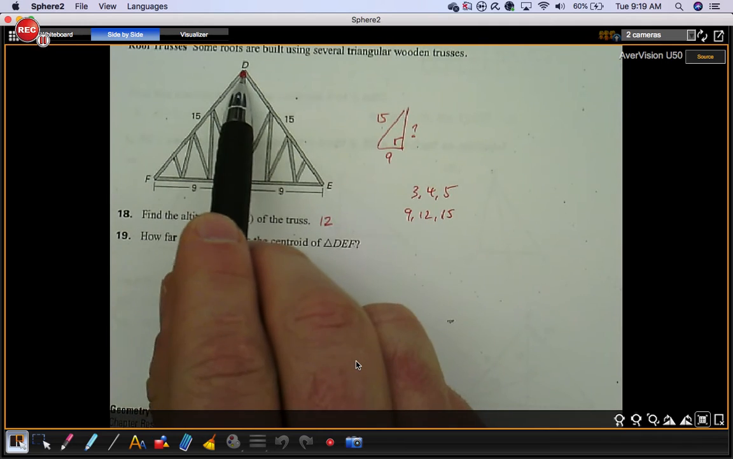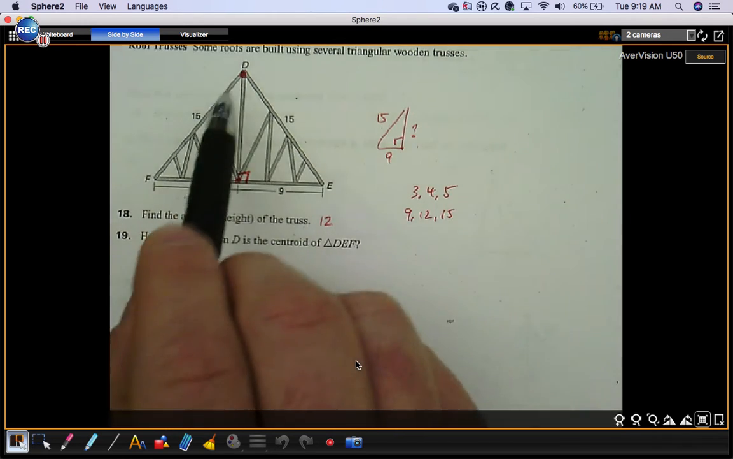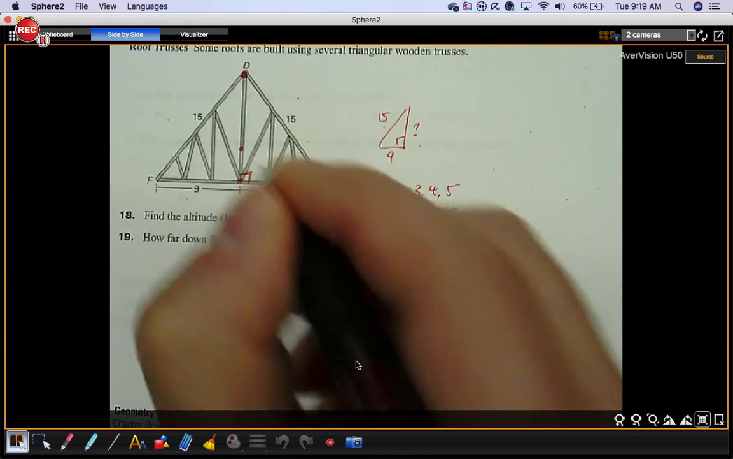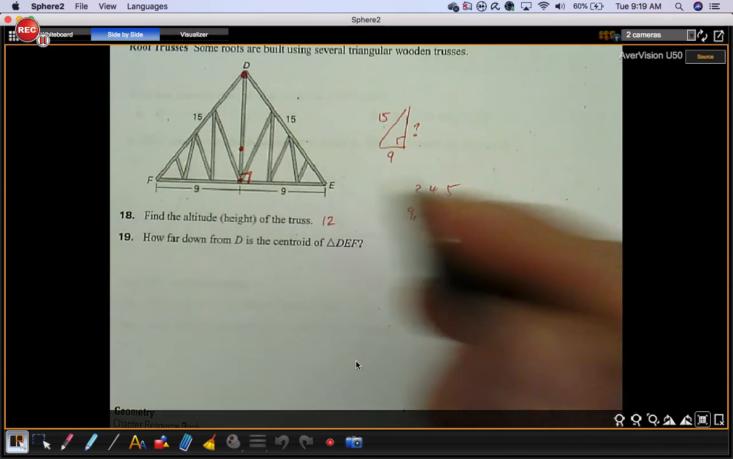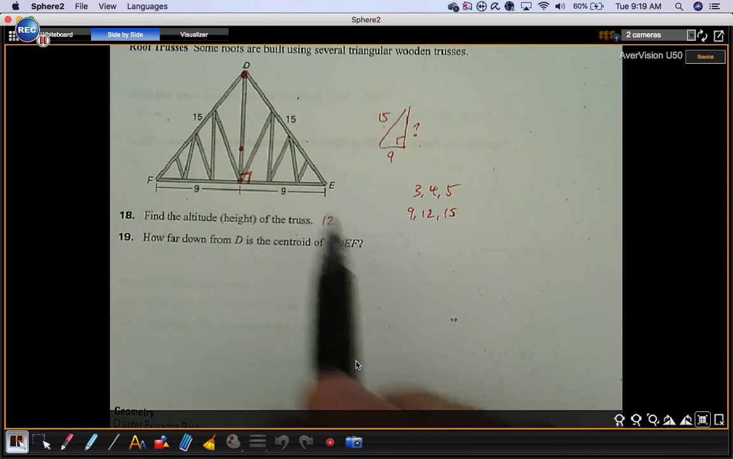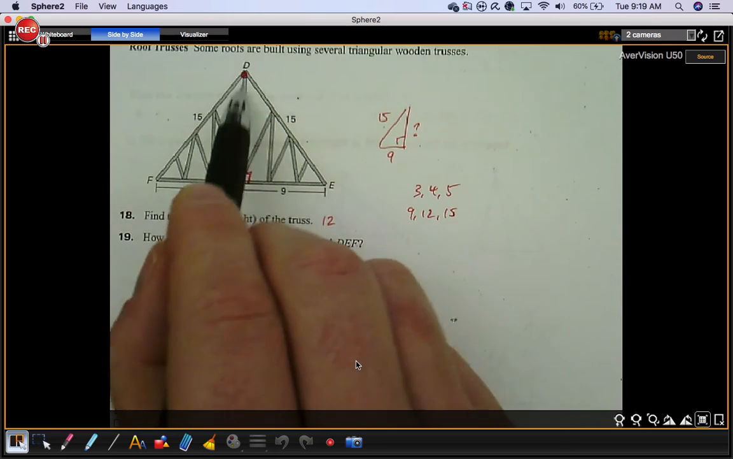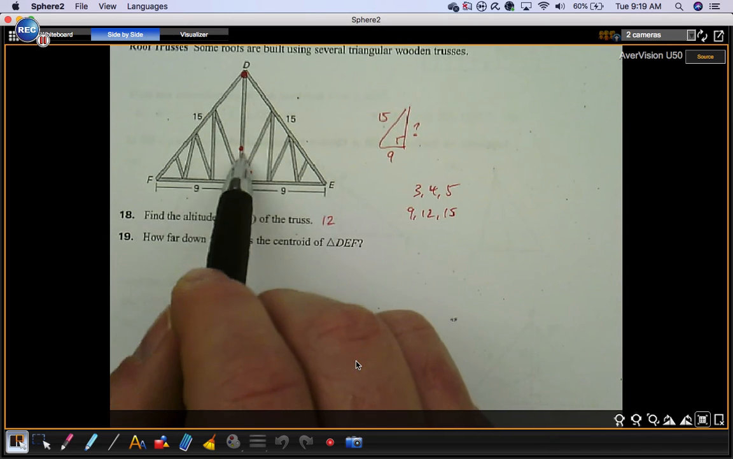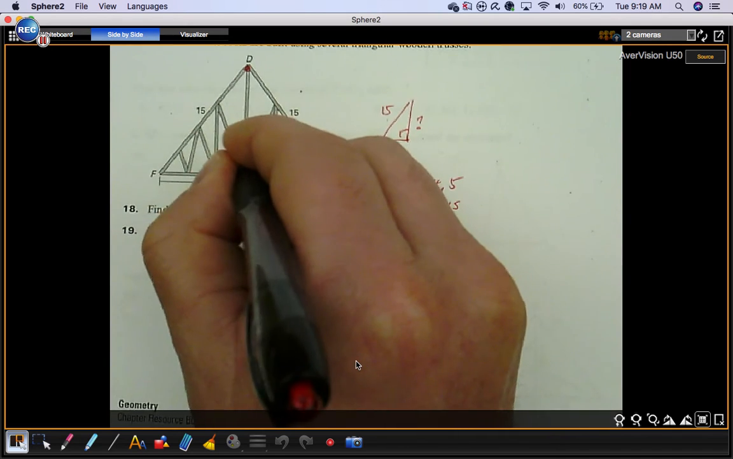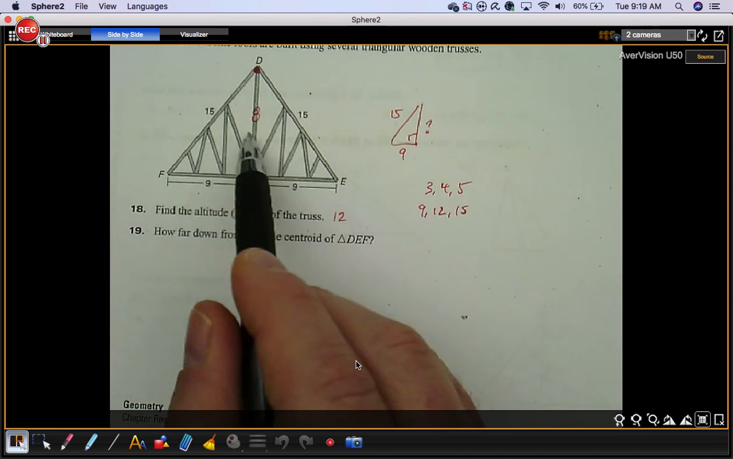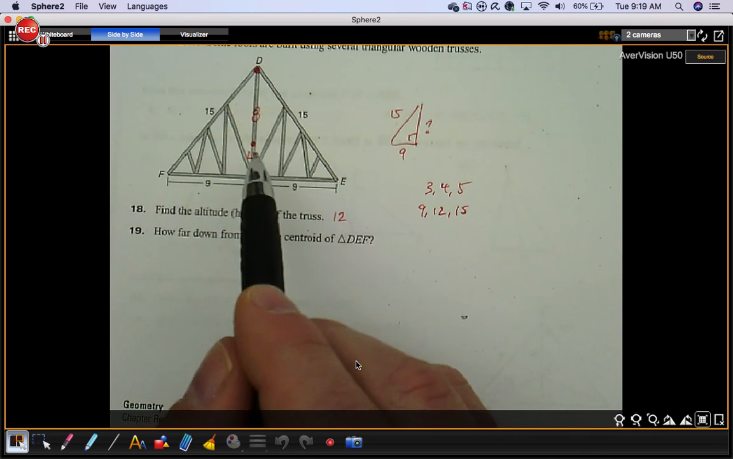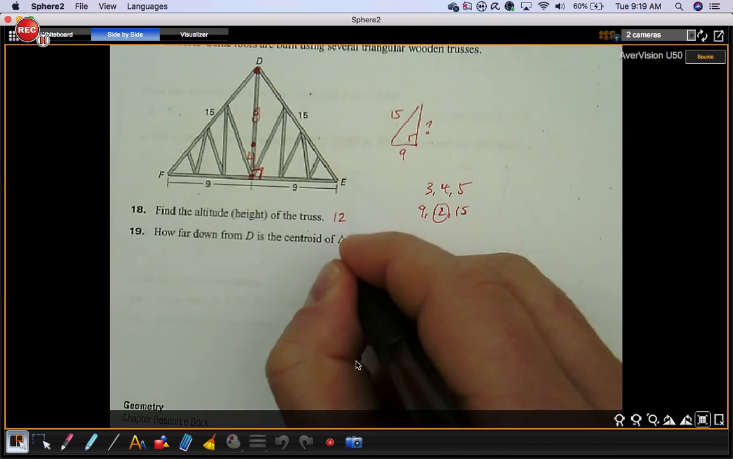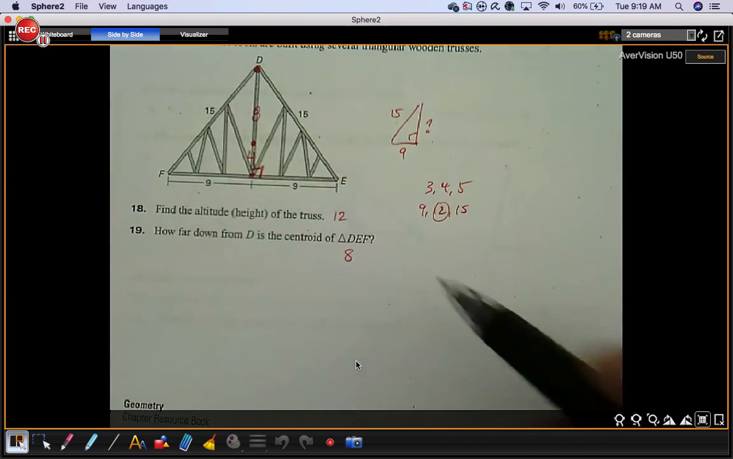How far down from point D is the centroid of triangle DEF? So how far down do we have to get to point E? Well, they didn't call it point E. That would be the centroid, maybe. Well, if this whole thing is 12, then this would be 4, and this would be 8. 4 plus 8 gives me that 12. Remember, 4 is 1/3 of the whole thing, the 12. So from point D down to the centroid, we better move 8 units.